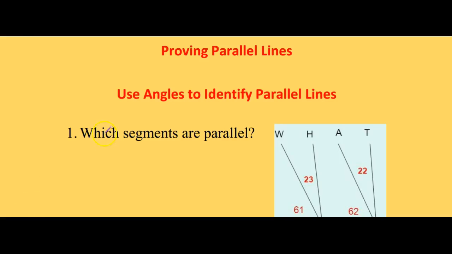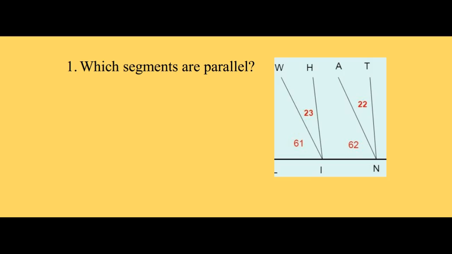Hello, in this video we are going to use angle measures to identify parallel lines, to tell whether or not lines are parallel. So for example, in this figure, which segments are parallel? We know those angles that form when lines are parallel. So corresponding angles are congruent, alternate interior angles are congruent, same side interior are supplementary, and so forth.